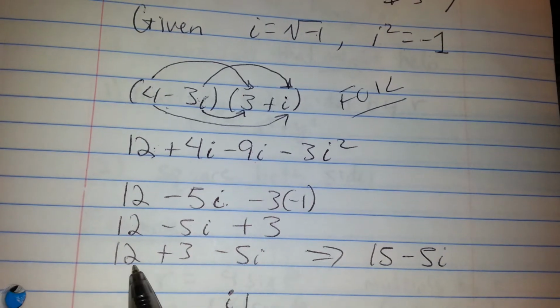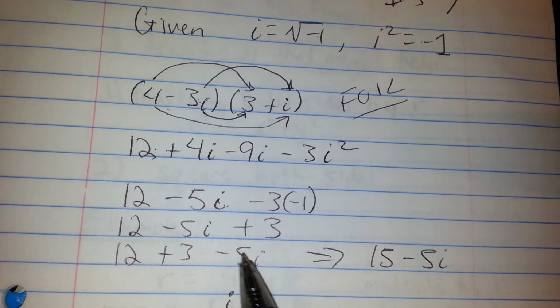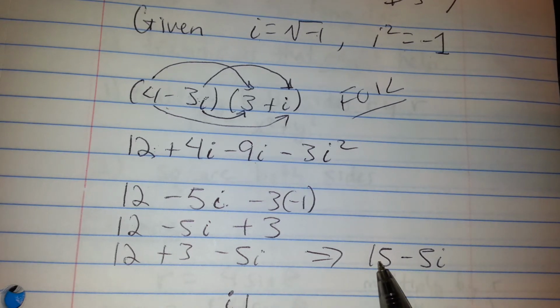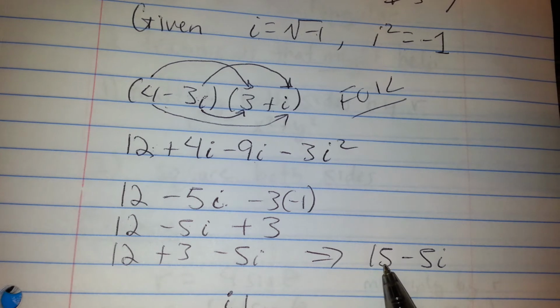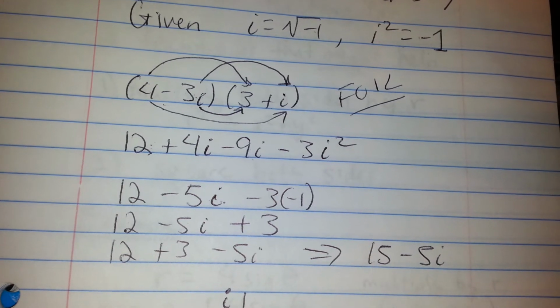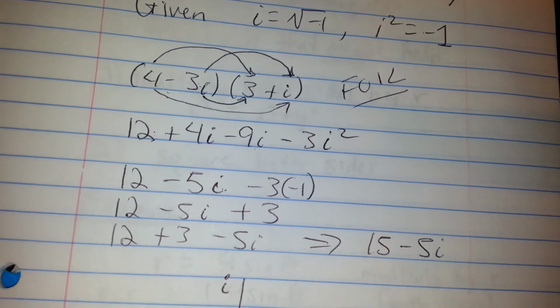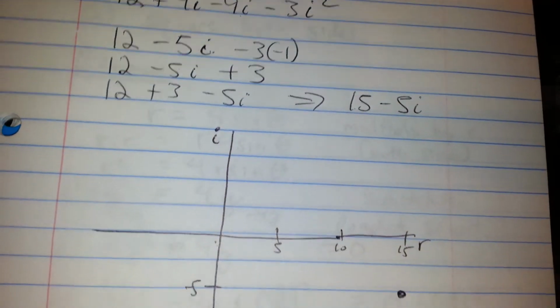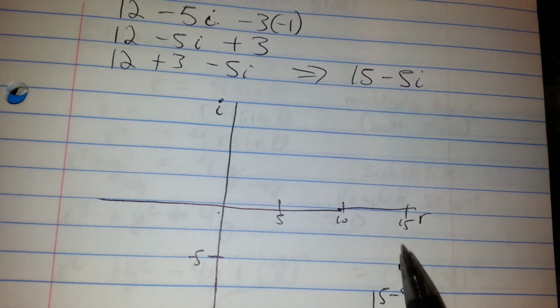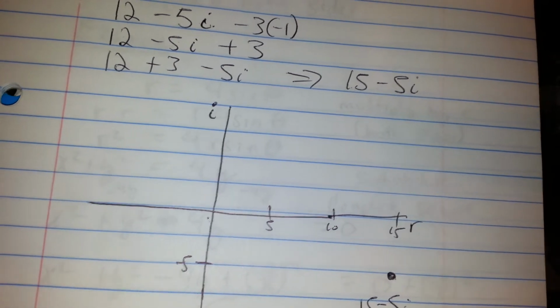So I rearrange it: 12 plus 3 minus 5i simplifies to 15 minus 5i, and that's my real number, plus bi, where b is -5. And here's the real number and the imaginary number of a complex number. So we just simplified something with i in it. You'll have to do that tomorrow. Here's my graph. Here's the imaginary axis and the real axis. There's 15 minus 5i. There's our number.